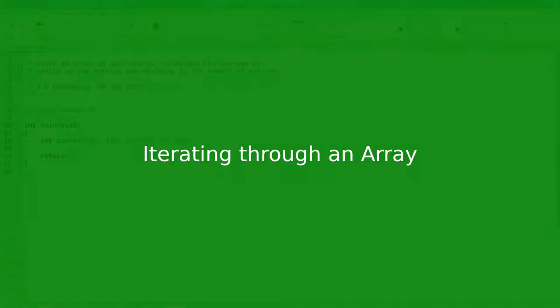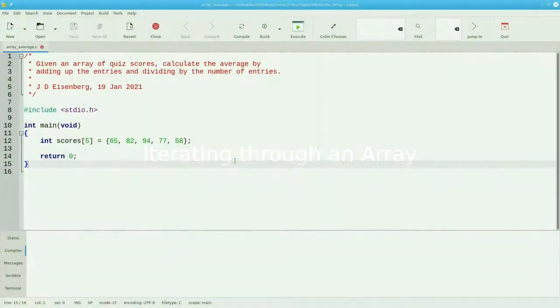In C, you use a for loop to iterate through an array. In fact, for loops and arrays were pretty much made for each other. Here's the array of scores, again, and we want to find the average score.